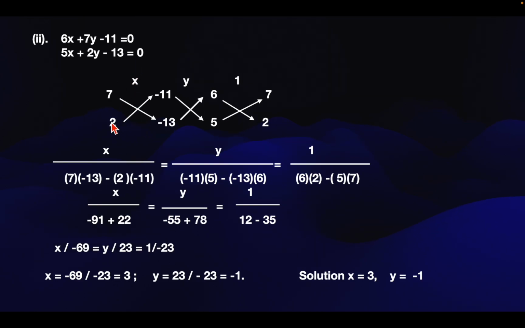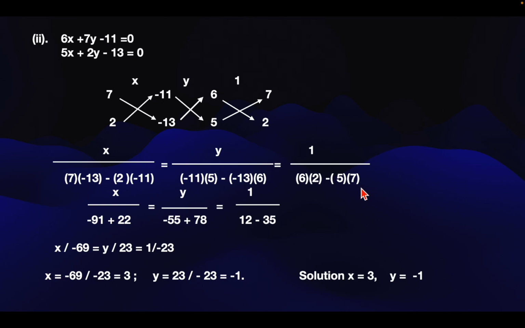Okay, so the next equation take. Again start with coefficient of y, 2 minus 13, 5 and 2. Okay, put the arrows like this. And here again we are going to write down first the numerator x upon 7 into minus 13 minus 2 into minus 11 is equal to y upon minus 11 into 5 minus 13 into 6 is equal to 1 upon 6 into 2 minus 5 into 7.